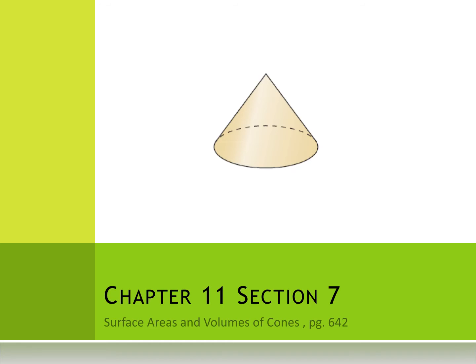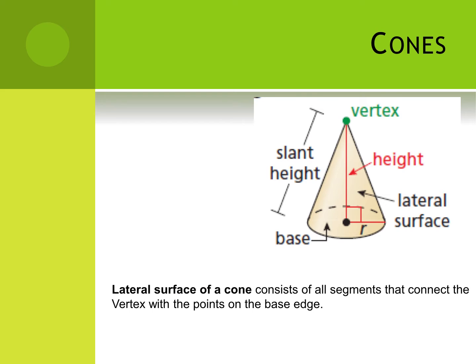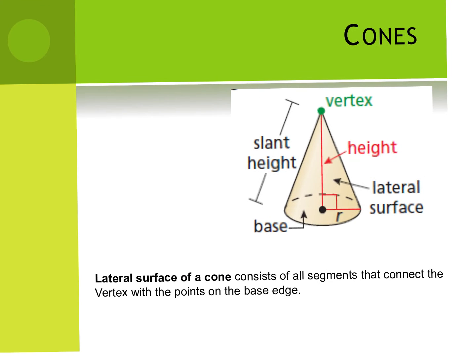Today we're going to cover section 7. It's going to be surface area and volume of cones. So first, here is a picture of what a cone looks like. Now, the cone is composed of a base, which is a circle, and then it's going to have the lateral area that's going to connect the vertex with the points on the base edge.